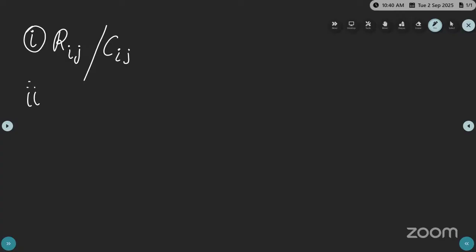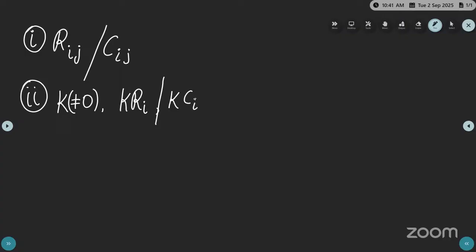Next, second one. Multiplication of any row or column by a non-zero scalar k. That is k into Ri or k into Ci. Next.